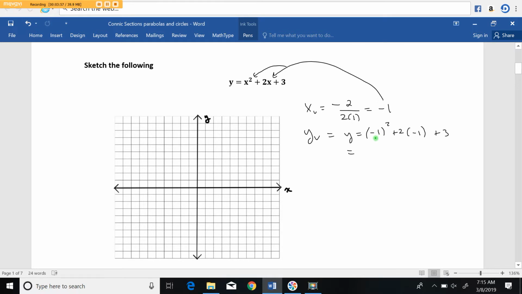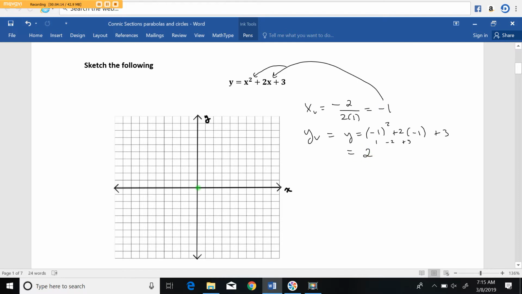Let's get a value here. 1 minus 2 is minus 1, plus 3 is 2, I believe. I'm going to go ahead and double check that again. This is a 1, and that's minus 2 plus 3. Yep. So the vertex, we know, is at the point negative 1, 2.